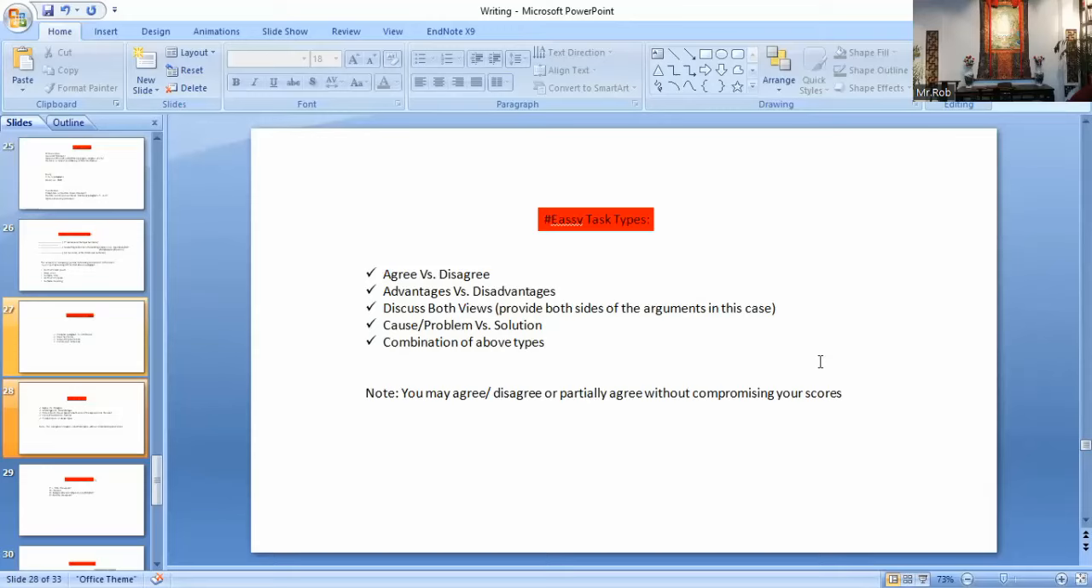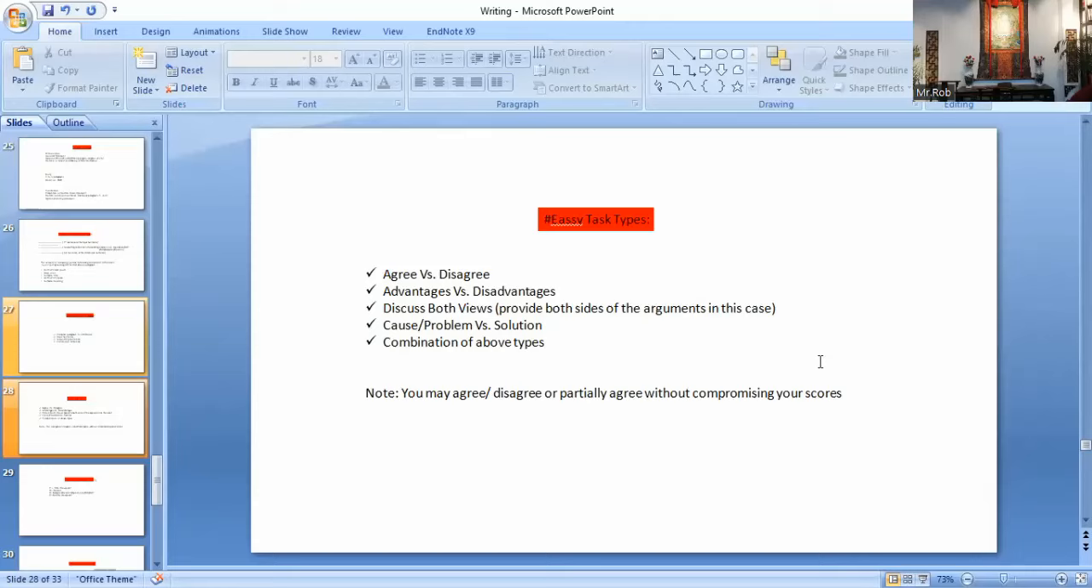And another type of essay is also what? Cause problem versus solution essay. The essay will tell you to discuss the cause of global warming or climate change and provide a suitable solution for global warming or climate change. Or the essays may be a combination of all the above types. So there are different types of essays for you to write in your real exam. So be prepared for that.